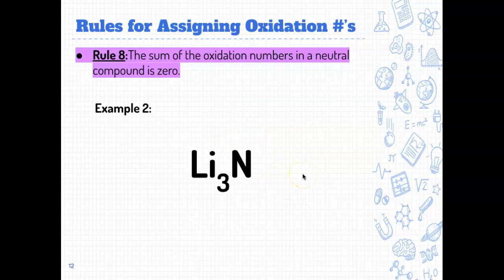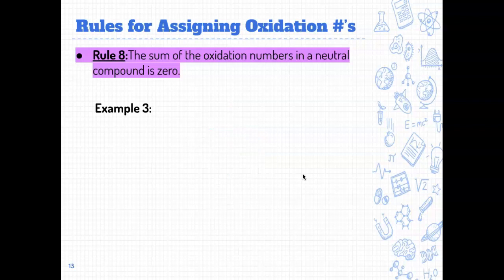Example number 2. So here's lithium nitride. So we divide this up, and I know that lithium has a +1 oxidation state because lithium is a group 1 metal, so it always has that +1. There are 3 of them, so 1 times 3 means that this whole positive side is +3. That means the negative side must be -3. +3, -3 add up to 0. Divided by the fact that we have 1 nitrogen means that that nitrogen has an oxidation number of -3.